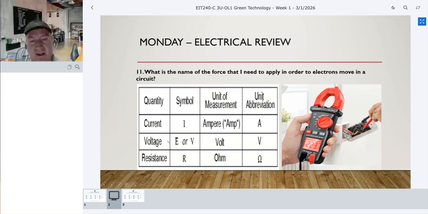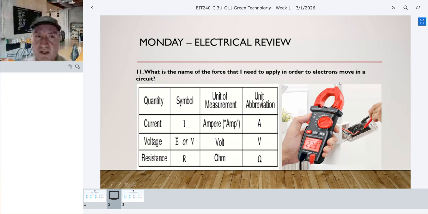But don't forget, my voltage is the force. So in other words, my unit, right, is V. In this case, you see in the example, in the picture, how the testing is done between different potentials, like with the leads you use in order to test the voltage, right? So voltage is the unit that you need to use in this case, because voltage is the force that I need to apply in order for electrons to move in a circuit. Okay, question number 11. The answer is voltage.